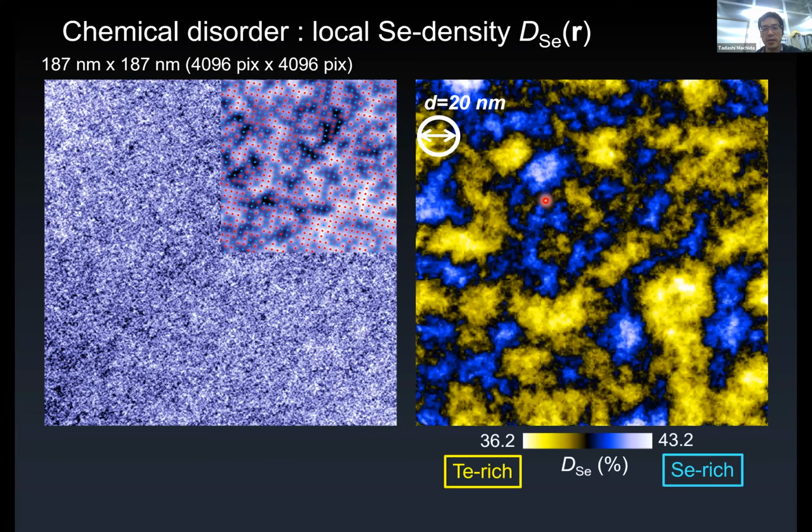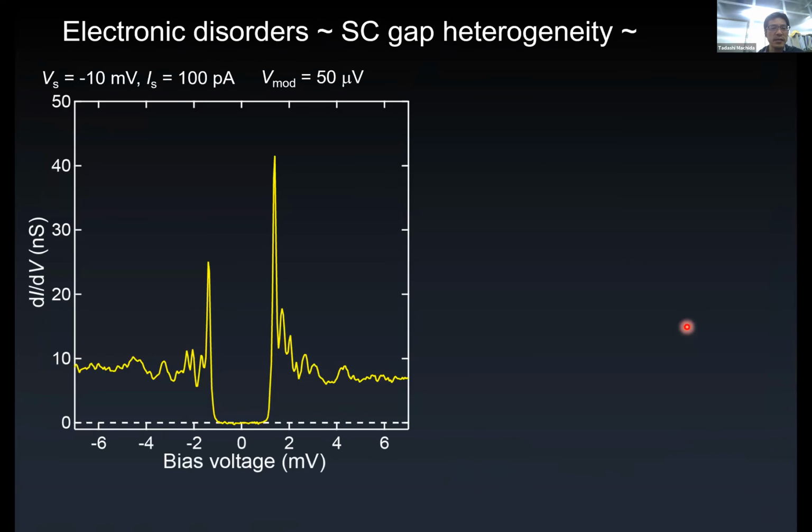Of course, we can also map out the local selenium density, or the local chemical composition, as shown here. We can see the local selenium density is somewhat disordered like that. Next, let me show you the disorder in the electronic states at zero magnetic field. This is a tunneling spectrum taken at zero magnetic field at the lowest temperature of 90 millikelvin. Then we can see the fully gapped structure along with multiple peak structures above 1.5 millielectron volts, as shown here like that.